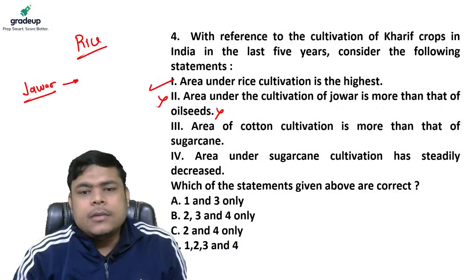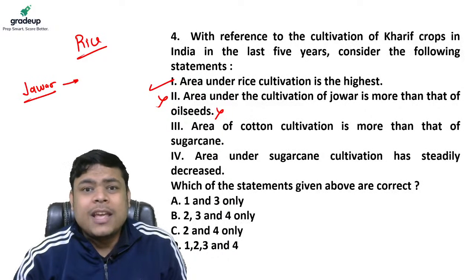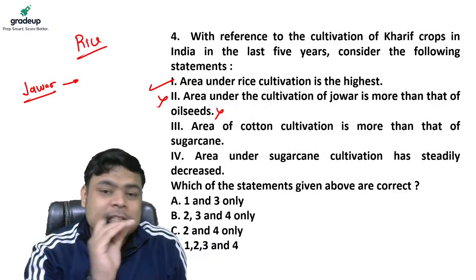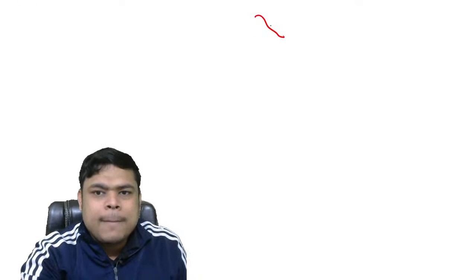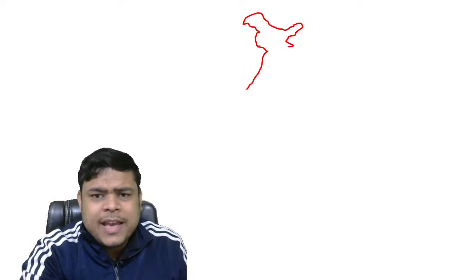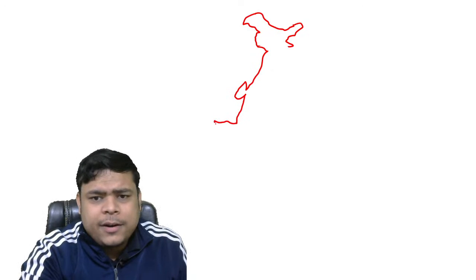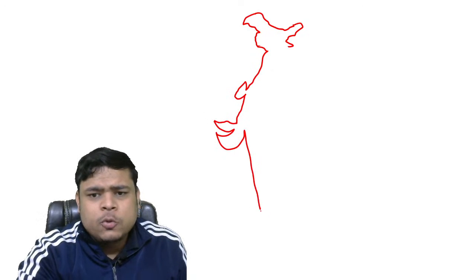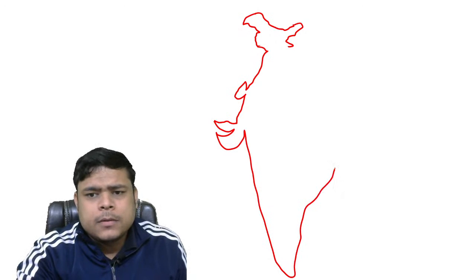Now guys, the area of cotton cultivation is more than that of sugarcane. Guys, sugarcane is specifically in India grown in two areas. So let's make a map of India and let's see where this sugarcane and where this cotton is grown. So let's make a basic map of India, guys, as soon as we can, and then we will look at the trends in which areas you will find them. So guys, this is a rough map of India.